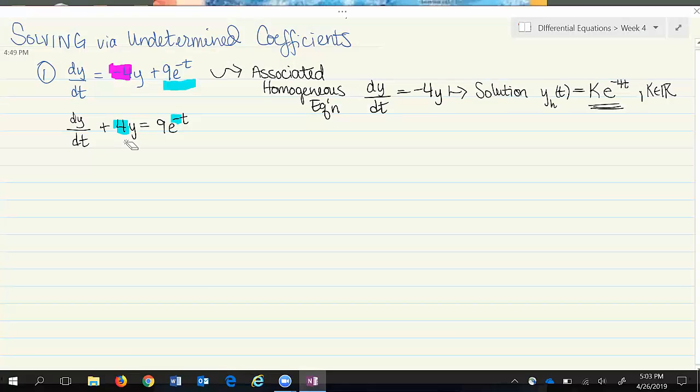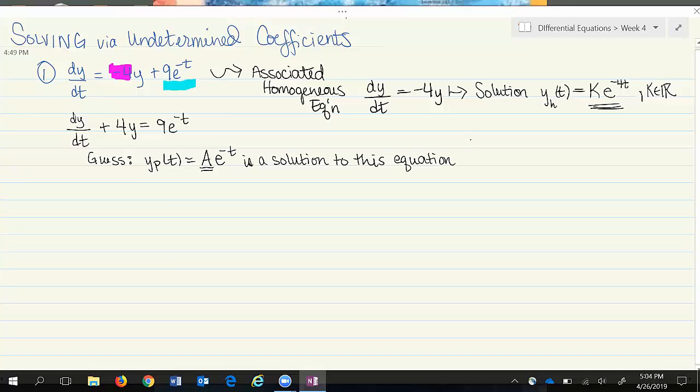So what I'm going to do is guess that there is a function y sub p of the form: our right-hand side right now is number times e to the negative t. So I'm going to guess that there's some other function of the form number times e to the negative t, where I don't know what that number is, that is a solution to this equation. And the reason I'm going to guess this is that if I'm going to take a function, multiply it by 4 and add it to its derivative and get back a multiple of e to the negative t, then there had to be e to the negative t's in the function itself.